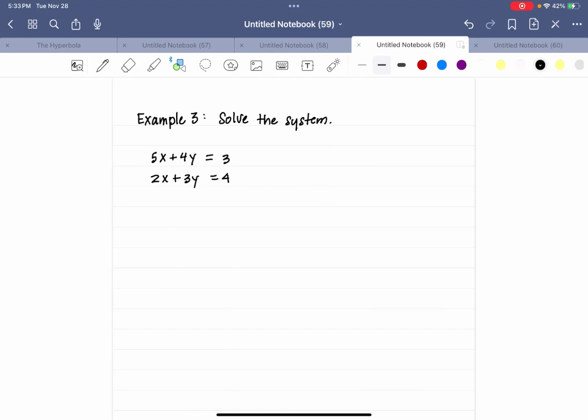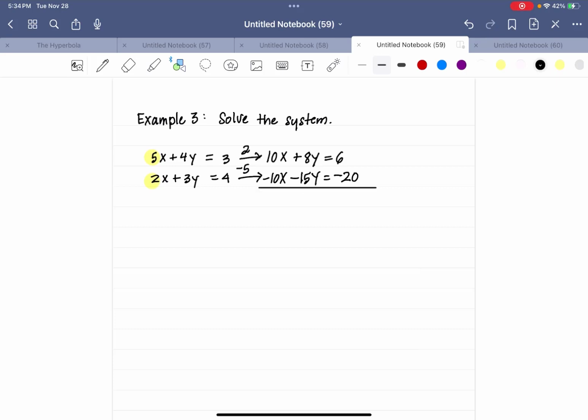Now in this example 3, I'm going to have to multiply both equations to get something to eliminate. It's totally your choice. Do you want the x's to eliminate or the y's? It doesn't matter. I'll just get rid of the x's this time. I look at these two numbers, and I see I have a 5 and a 2, and they'll both go into 10. So I'm going to multiply the top one by 2 to give me a 10x, and 8y equals 6. And I'm going to multiply the bottom one by negative 5 to give me a negative 10x, a negative 15y equals negative 20.